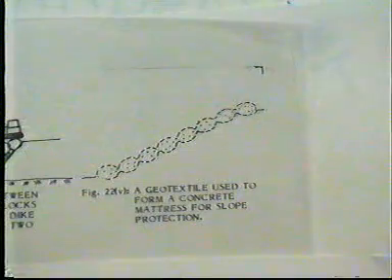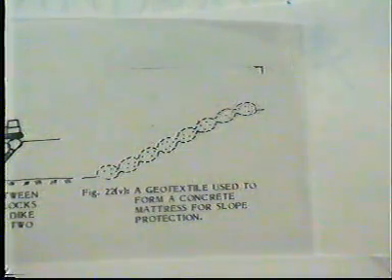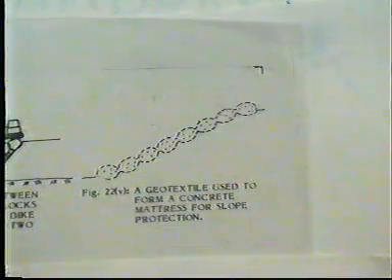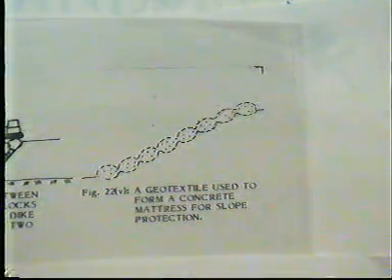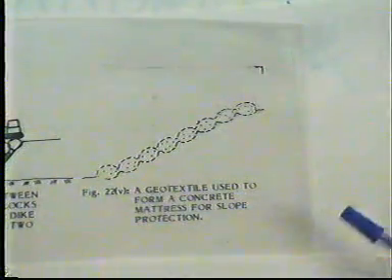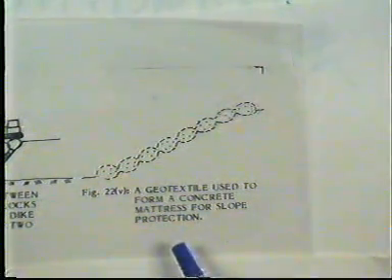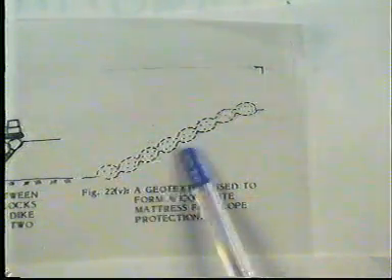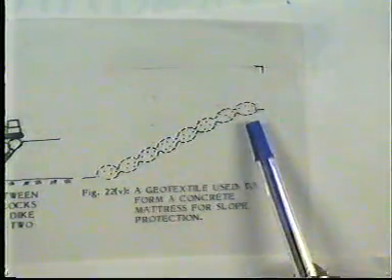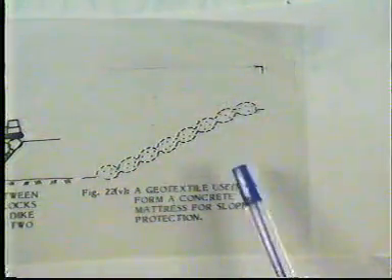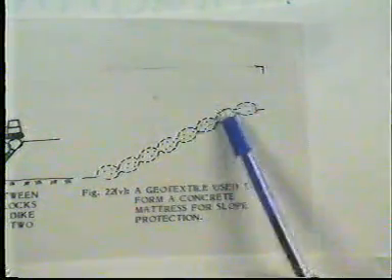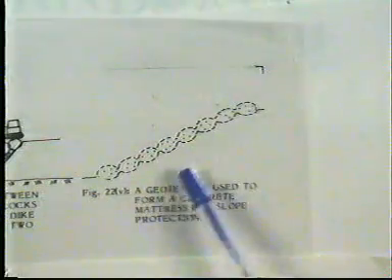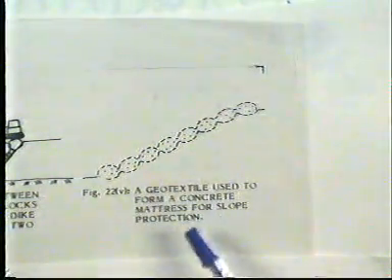So, during the placement of this concrete, the geotextile functions temporarily as a filter to allow the excess water to escape. Here the geotextile material acts as a container, and a geotextile is used to form a concrete mattress for the slope protection.